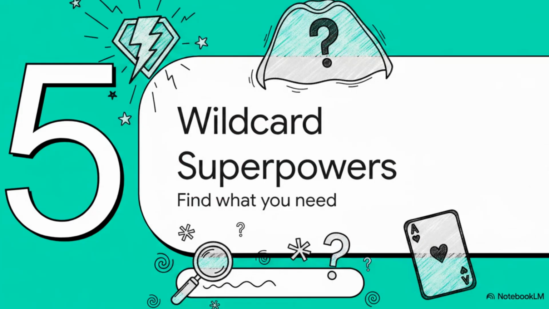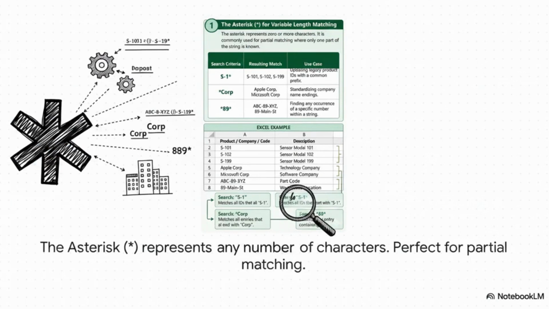Okay, now we're getting into one of my absolute favorite features, wildcards. These things are like giving your search bar actual superpowers. They let you find stuff based on patterns, even if you don't know exactly what the text is. First up is the asterisk. Think of it as a stand-in for, well, pretty much any number of characters. It's a total free-for-all. Let's look at the table.